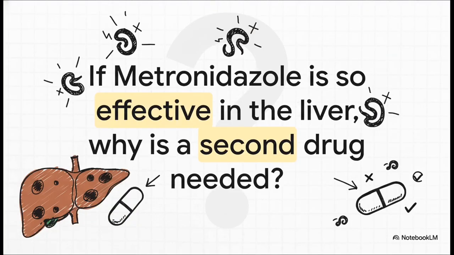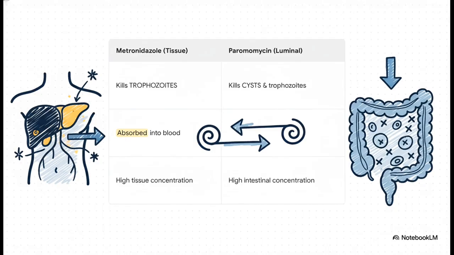So let's just put the question out there. If metronidazole is such a rock star in the liver, wiping out this life-threatening infection, why can't we just stop there? Why is that second drug an absolute must? And boom, this slide tells the whole story. It's all about pharmacology. It's about where the drugs go in the body. Metronidazole works so well in the liver because it gets absorbed into your bloodstream and reaches high concentrations in your tissues. But because it gets absorbed, it barely reaches any effective concentration inside your gut.